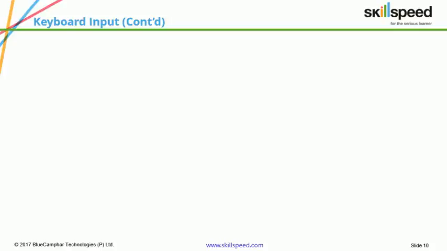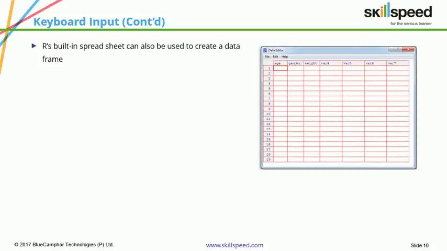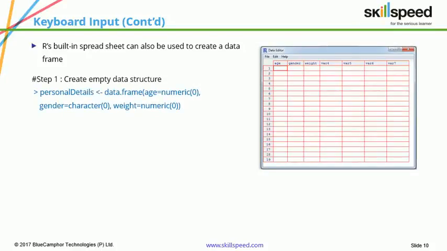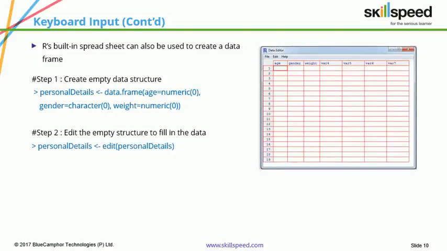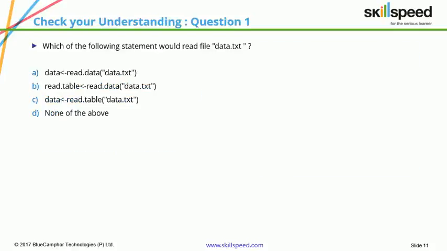In case you want to input the data through R's inbuilt spreadsheet, you can do that in following way. Step 1 is you create the empty data structure, and step 2 you edit this empty data structure. To create an empty data structure, you simply write the command using data.frame function and specifying the length for each of the variable as 0. And then just edit that data frame.